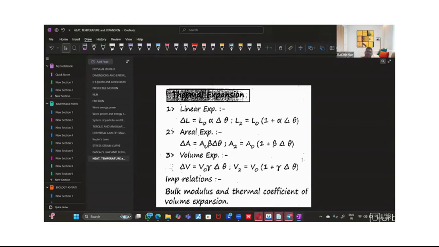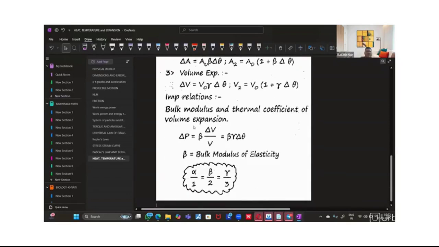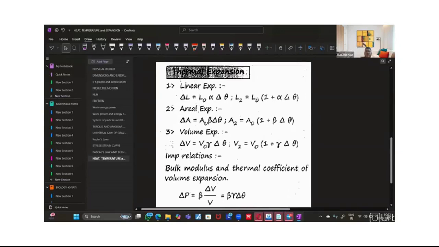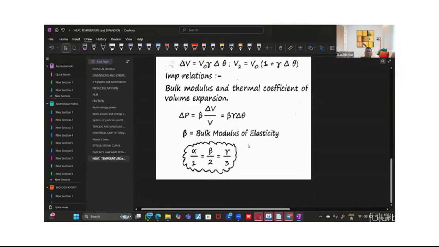So three different terms, three different units. Then for volume expansion, delta V is equal to V naught gamma times delta theta, where V2, the final volume, is equal to V naught times 1 plus gamma delta theta. Certain important relations also consider bulk modulus and thermal coefficient of volume expansion. The derivations of L2 equal to L naught, A2 equal to A naught, and V2 equal to V naught will be done in my upcoming classes, as I have told.